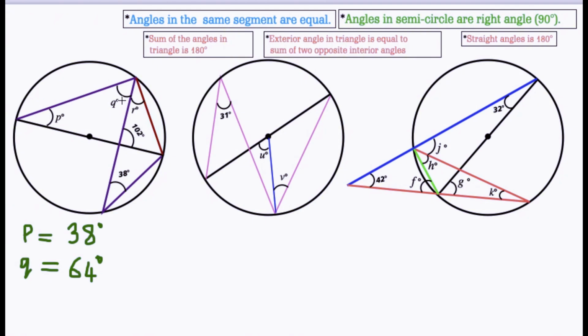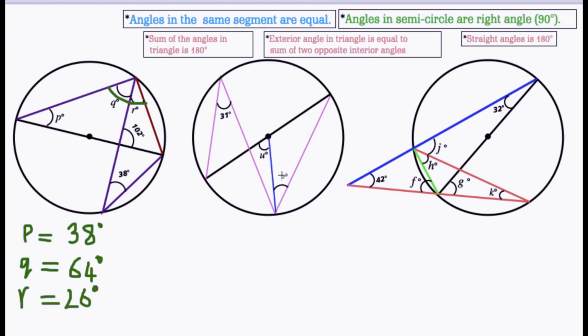Now, how do we get the value of R? Q plus R is equal to 90 degrees because they are angles in a semicircle. This is the diameter of this circle, and the angle subtended here is 90 degrees. So Q plus R is 90 degrees. Now Q is 64 degrees, therefore R is 90 degrees minus 64 degrees, and we are going to have 26 degrees. Alright, so 90 minus 64 is 26, so R is equal to 26 degrees.